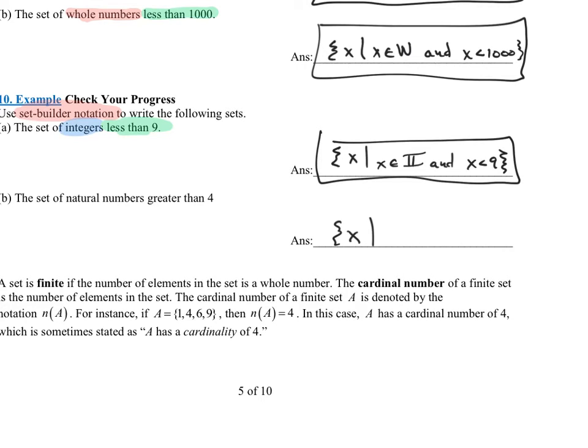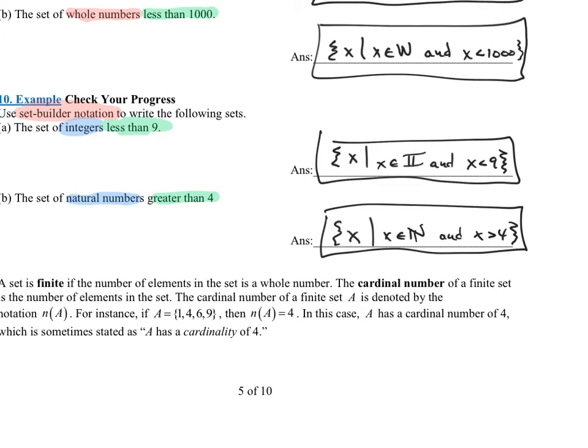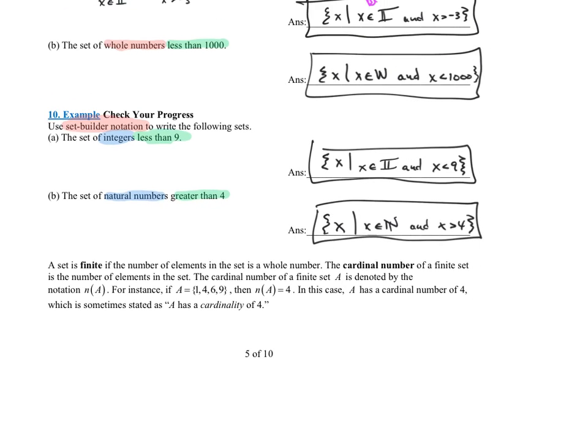Let's look at the next one. It says we have to write it again in set builder notation. We have that it has to be a natural number and it has to be greater than 4. So I'm just going to write x an element of the natural numbers and x is greater than 4. Okay, again, you could write those words in English. You don't have to use the math symbols. If you use English, I'm still giving you full credit. All right, let's look at the next one.